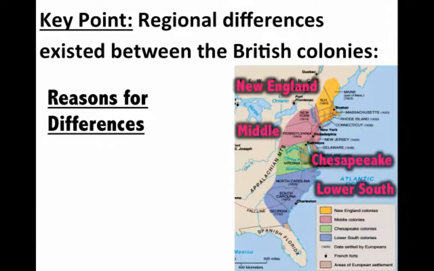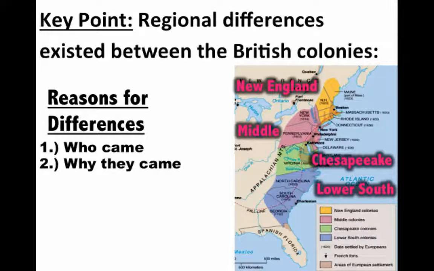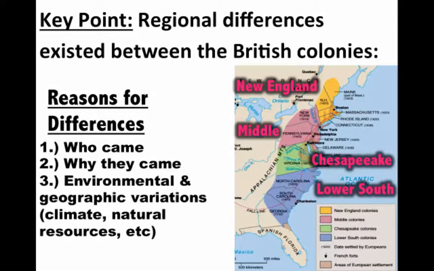Reasons for the differences are important that you know. One, who came? Depending upon who came and why they came, this creates different societies. And we'll take a look at that a little bit more closely in just a second. And finally, environmental and geographic factors, the climate, the natural resources that are available to them. All of these things will cause regional differences.